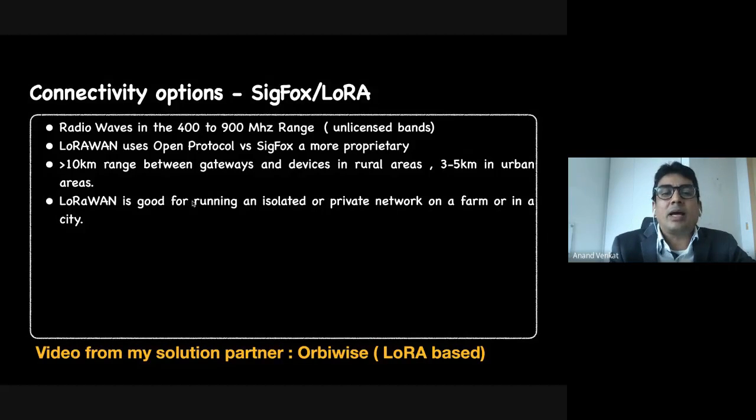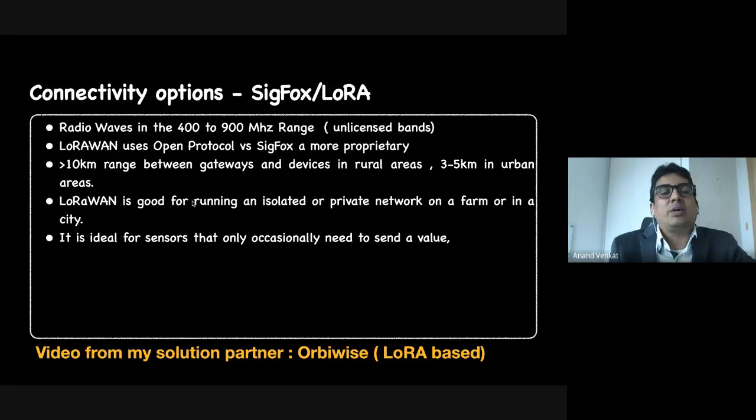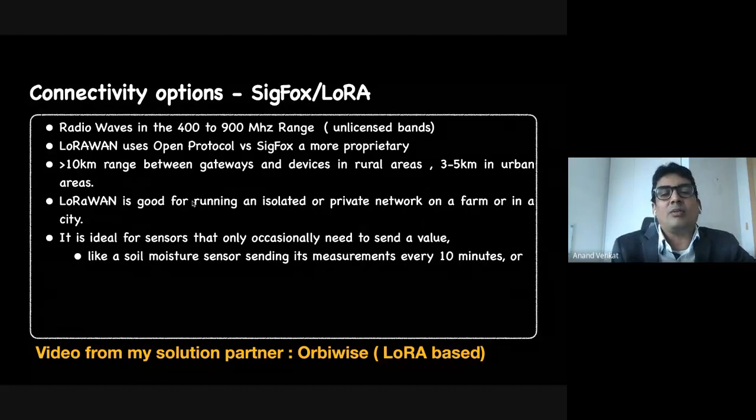But LoRaWAN as a protocol is good for running an isolated or private network on a farm, in a city, or in a remote place. It's very ideal for sensors that only occasionally need to send a value, right? For example, soil moisture sensors.